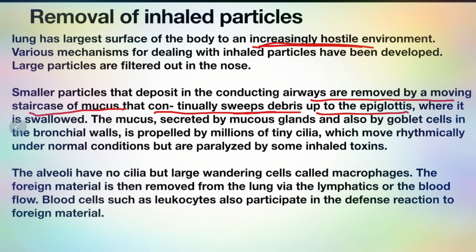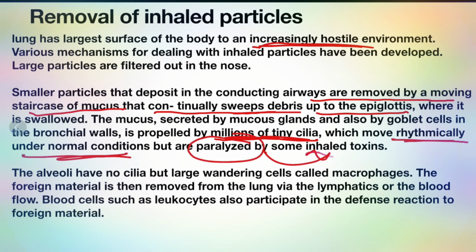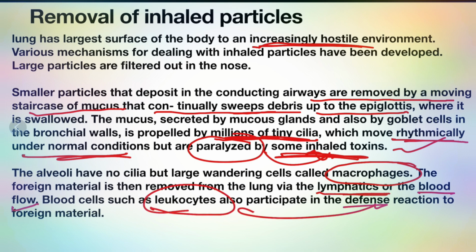The mucus, secreted by the mucous glands and also by the goblet cells in the bronchial wall, is propelled by millions of tiny cilia, which move rhythmically under normal conditions, but they can get paralyzed by some inhaled toxins, which can then create disease. The alveoli have no cilia, but large wandering cells called macrophages are there. The foreign material is then removed by the lymphatics or by blood flow. Blood cells such as leukocytes also participate in the defense reaction to foreign material.